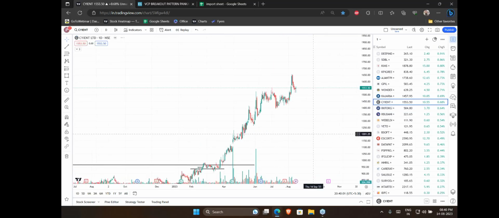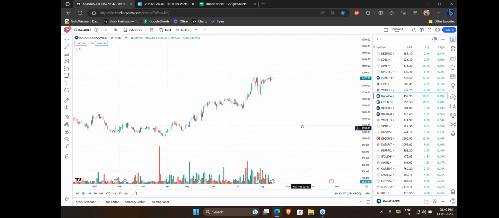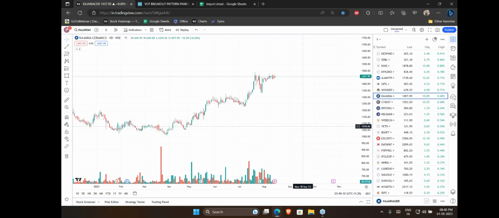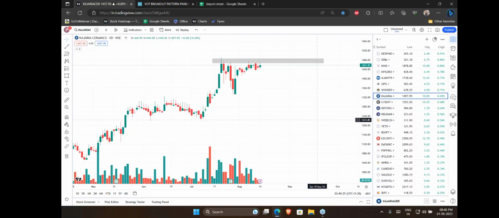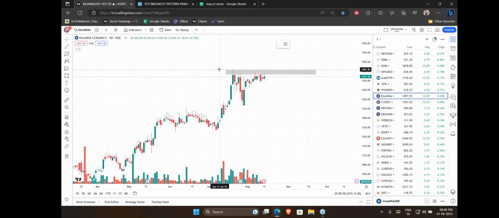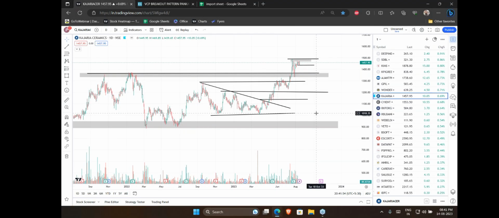Cyient Limited, no entry right now. Kazaria Ceramics. Okay guys, can we plan a very good entry in Kazaria Ceramics? Look at how beautifully it is sustaining below the supply zone. If Kazaria breaks 1490, a beautiful contraction is going on, we will see a very good breakout in one or two days in the upcoming sessions. The last high was broken and the last high was retested, and then it has maintained.